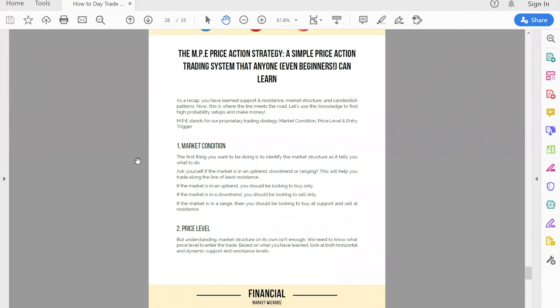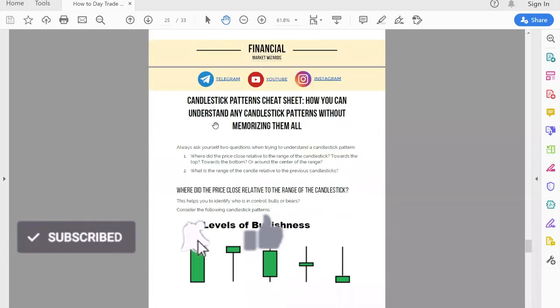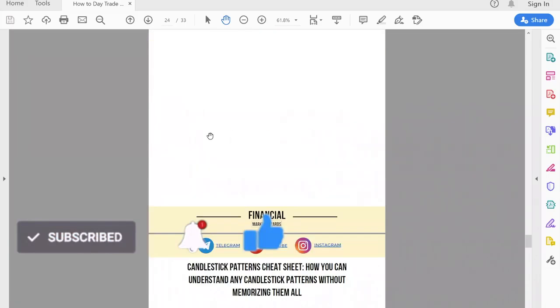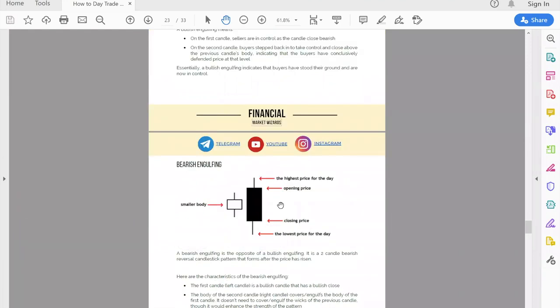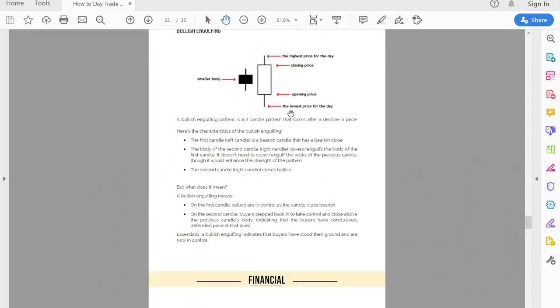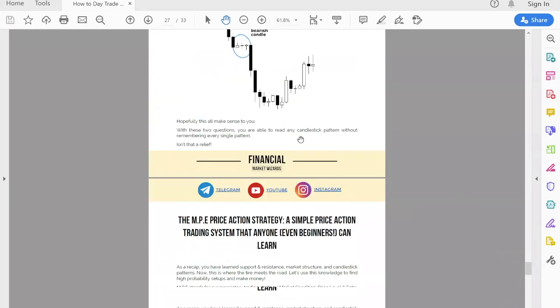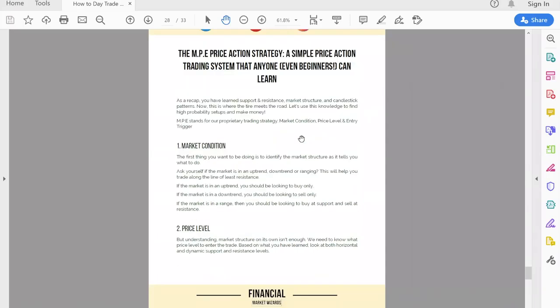Now, for you to use this strategy, I'm going to assume that you already know how to read candlestick patterns. In fact, in this guide, we do talk about candlestick patterns. We have a candlestick patterns cheat sheet. We also show you how to read the charts, how to identify a bullish candle, bearish candle, and all those good stuff. But for the purpose of this video, I will not be going through that. I'd like to just jump straight into the MPE strategy.